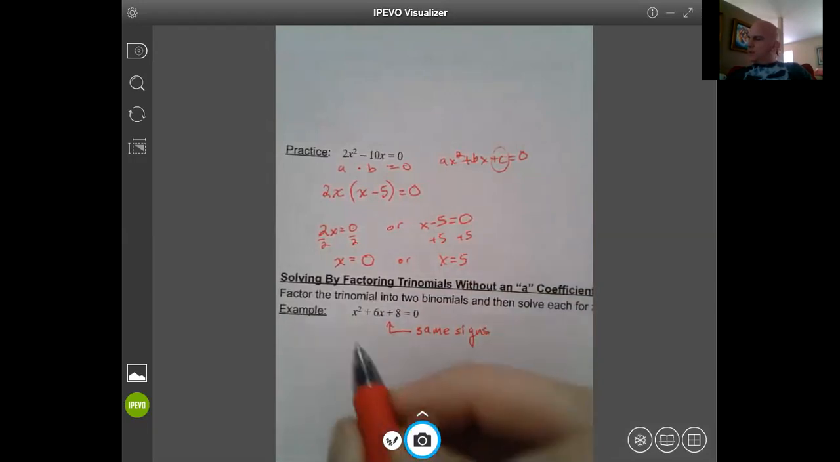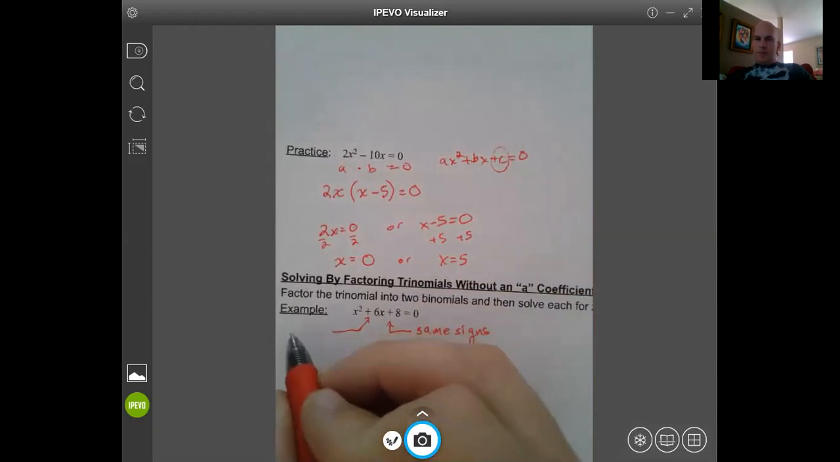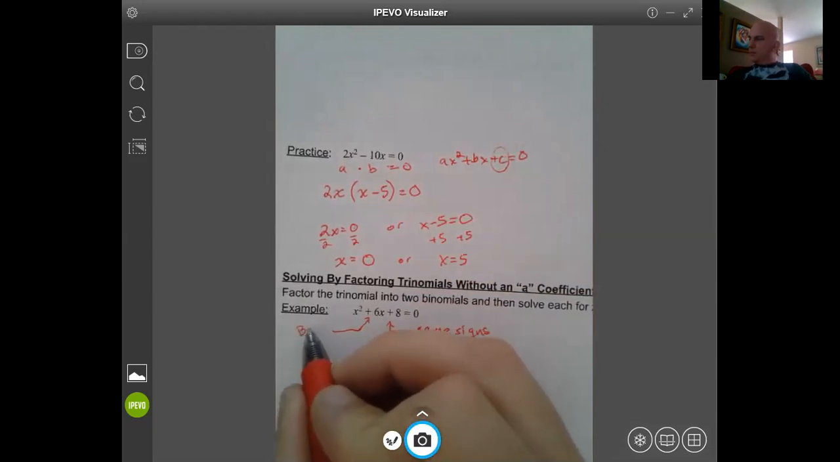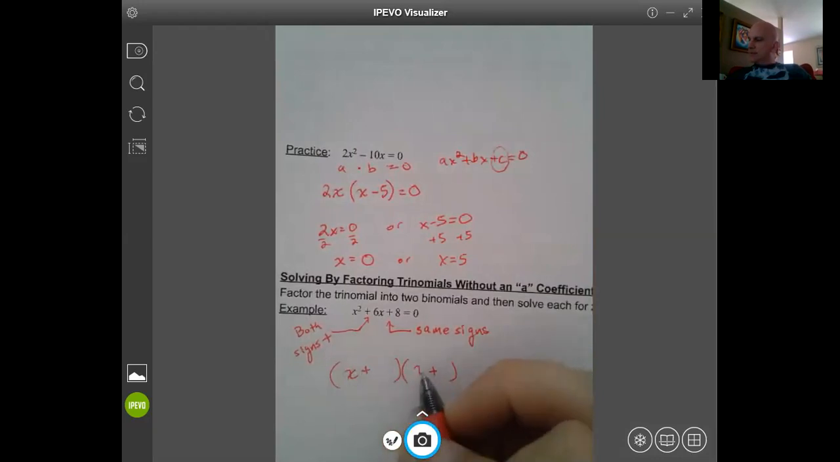When they're the same, this sign tells us what type. So both signs will be a plus sign. In our binomials, I'm going to have a plus, and because there's no leading coefficient, I'm just going to have an x and an x. And this is all equal to 0.